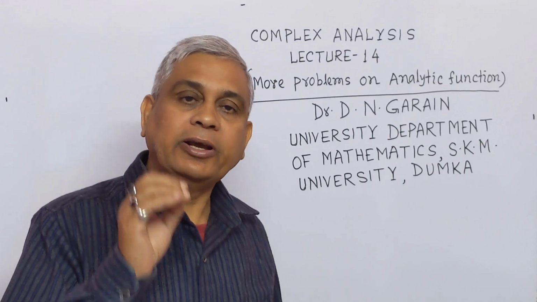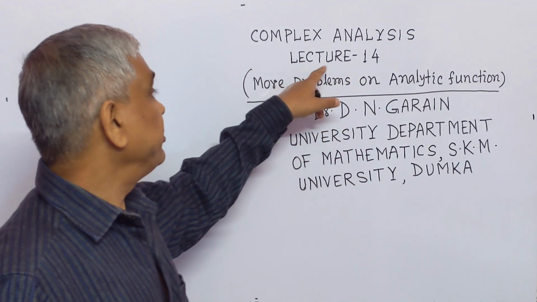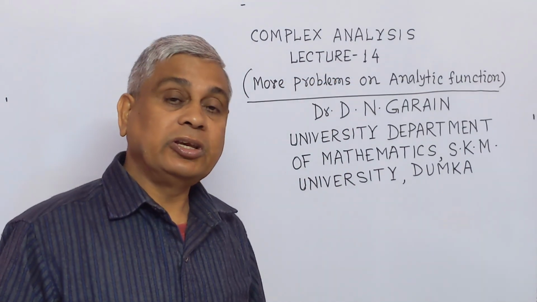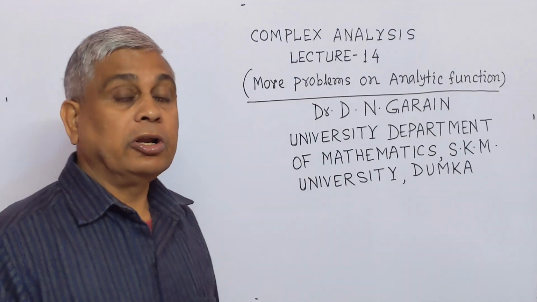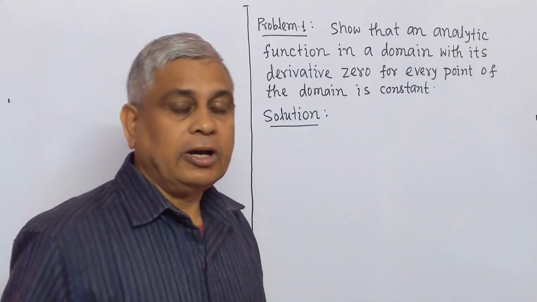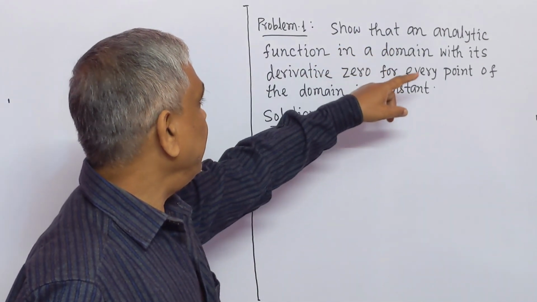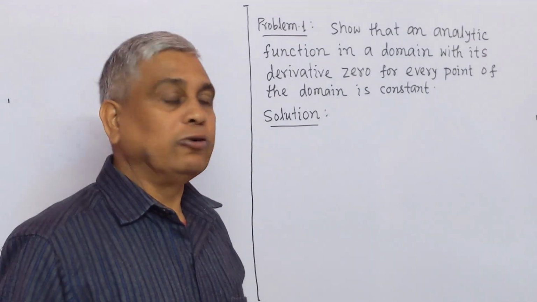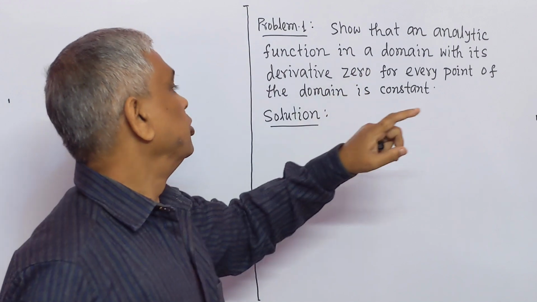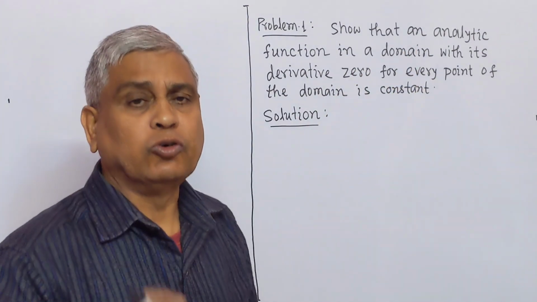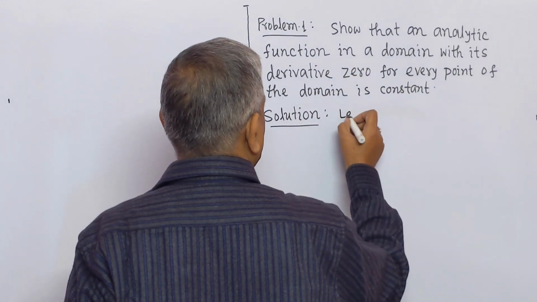Today, I will deliver lecture on complex analysis, lecture number 14, in which I will solve more problems on analytic function. Now, we solve a problem. The problem is to show that an analytic function in a domain with its derivative 0 for every point of the domain is constant.